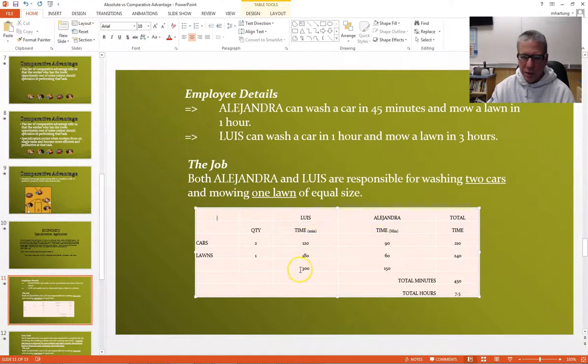So Luis, it's going to take 300 minutes, and as part of your analysis, you can convert that back to hours. And Alejandra, it only takes her 150. So it's taking Luis twice as long. So here is the task.